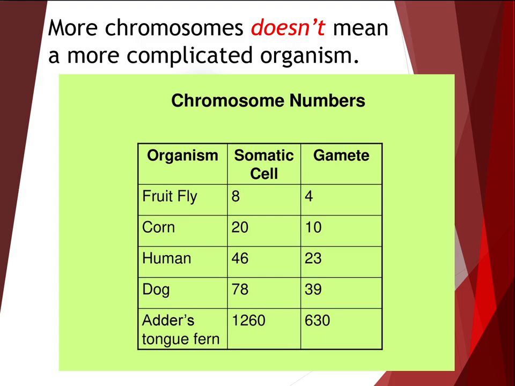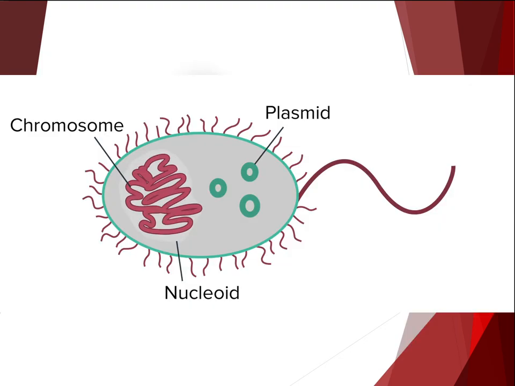And here's a fun fact: different species have different numbers of chromosomes. Humans have 46 chromosomes. Dogs have 78. And the adder's tongue fern, over 1,260 chromosomes. But more chromosomes does not mean a more complicated organism.